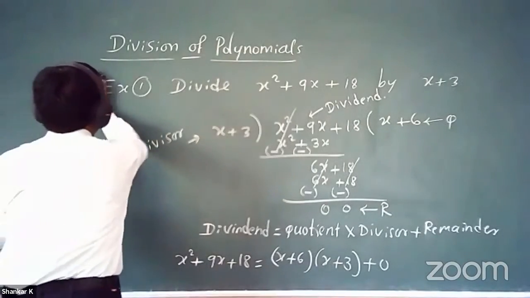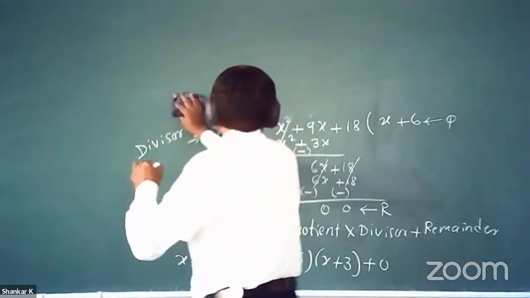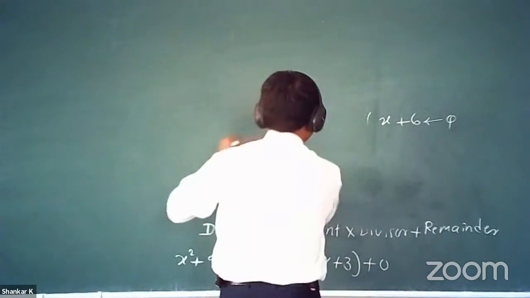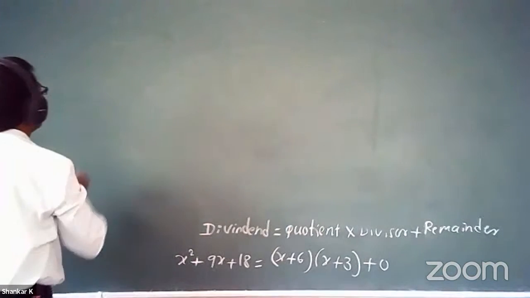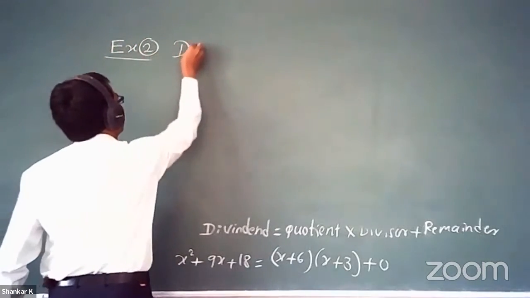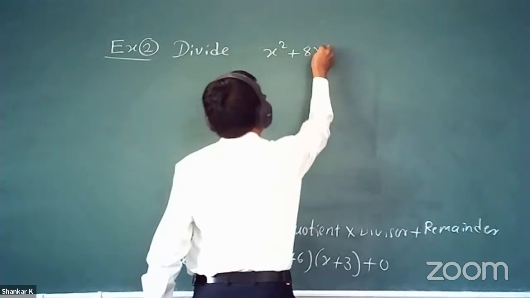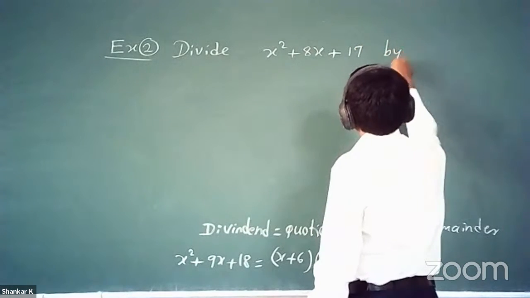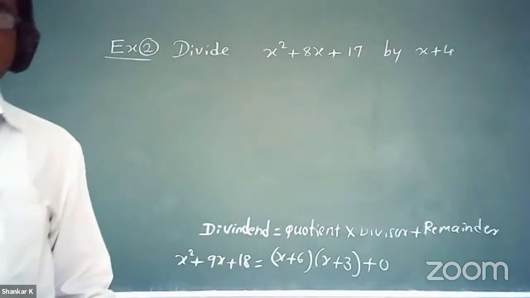Example number 2. Divide x square plus 8x plus 17 by x plus 4. Do this yourselves. Follow the same steps.